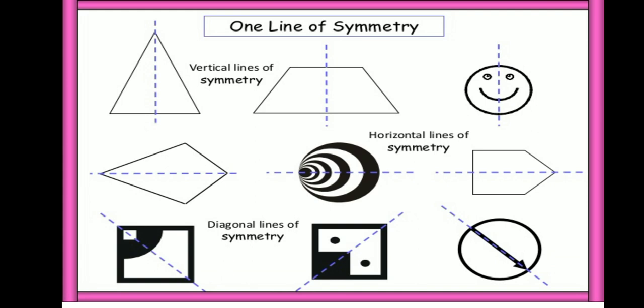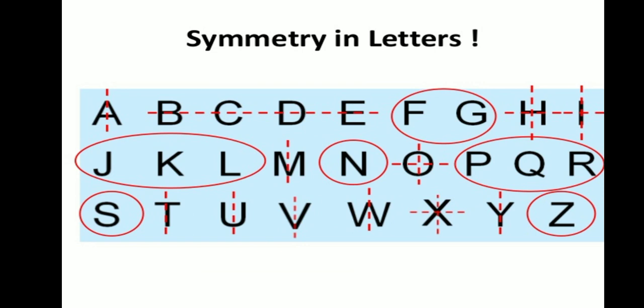You can also see over there the symmetry of the English alphabets, like A has a vertical, B, C, D, E has a horizontal, F, G, J, K, L, N, P, Q, R, S and Z do not have any line of symmetry, in which H, I, O, X are the four alphabets which have two lines of symmetry, horizontal and vertical.